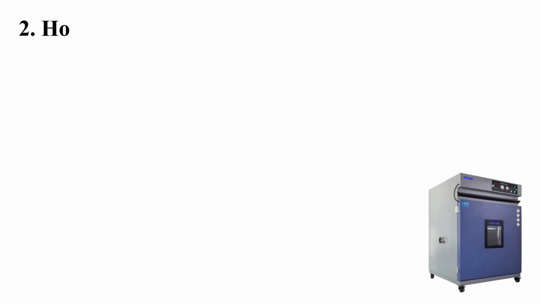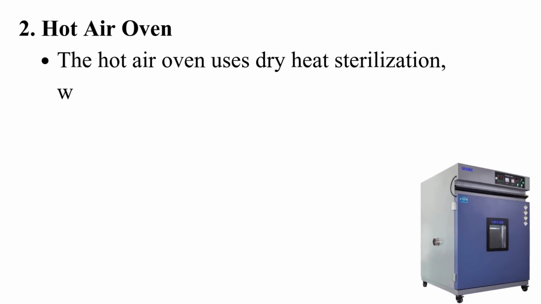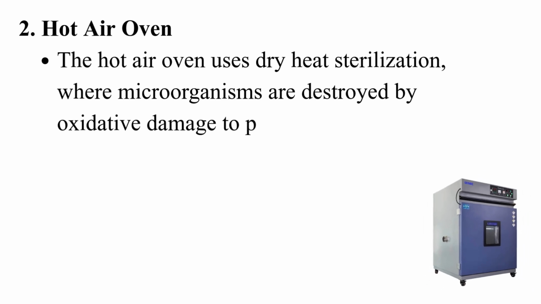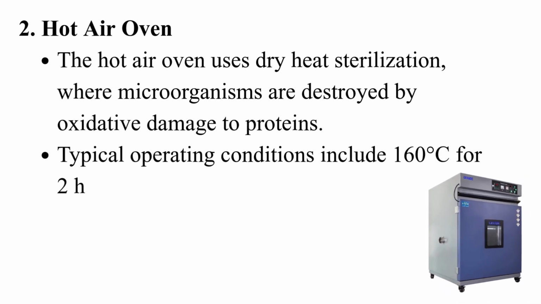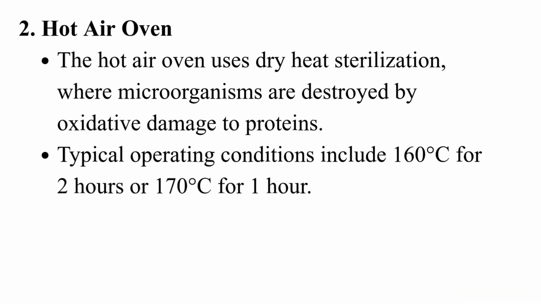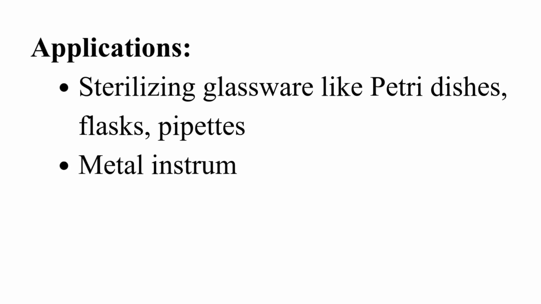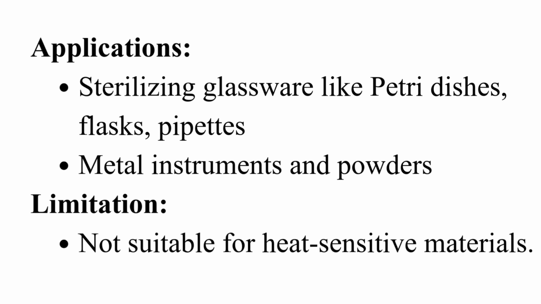Hot air oven. The hot air oven uses dry heat sterilization, where microorganisms are destroyed by oxidative damage to proteins. Typical operating conditions include 160 degrees Celsius for 2 hours or 170 degrees Celsius for 1 hour. Applications: sterilizing glassware like petri dishes, flasks, pipettes, metal instruments and powders. Limitation: not suitable for heat-sensitive materials.